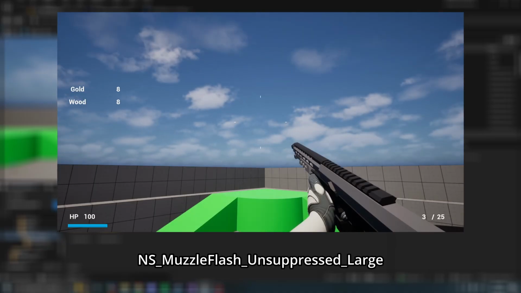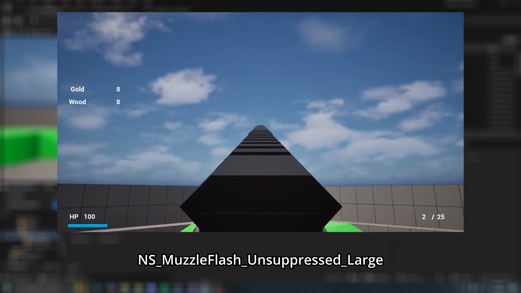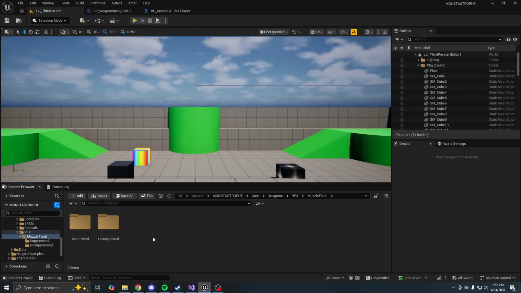I can move on to the crosshair spread system now. That'll be exciting. As always, talk to you later.